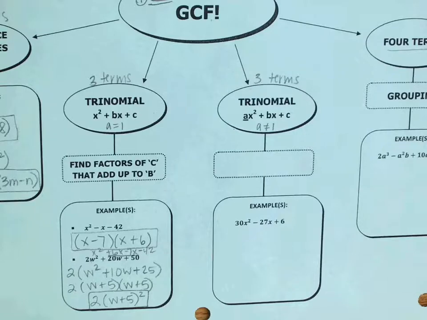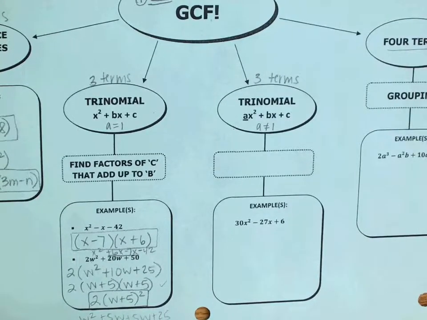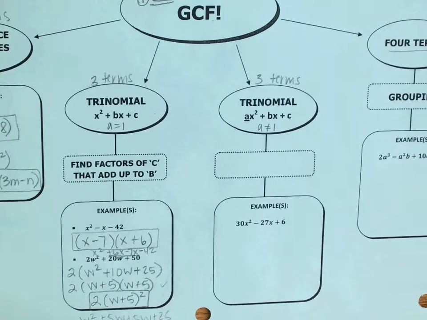Now before I go on, very quickly, I am going to double check my work. I'm going to double check from this line right here. So I'm going to multiply: w times w is w squared. w times 5 is 5w. 5 times w is 5w, and 5 times 5 is 25. When I combine my middle terms, I get 10w, and lo and behold, that works. Again, everything is completely factored.